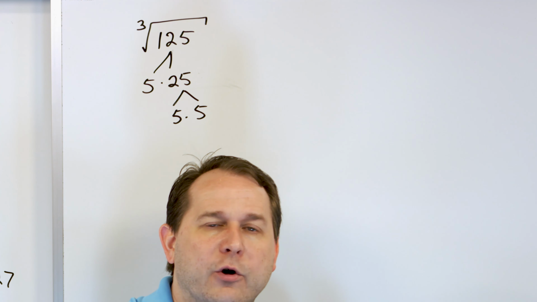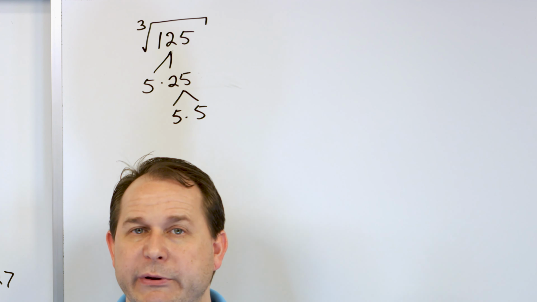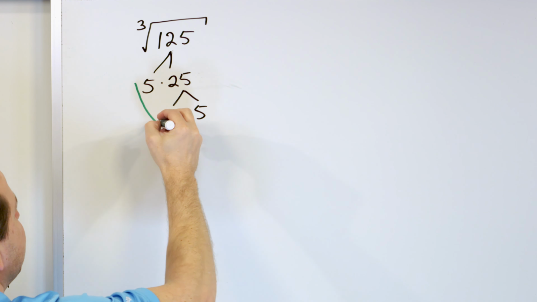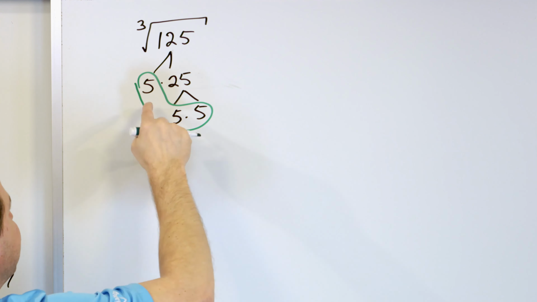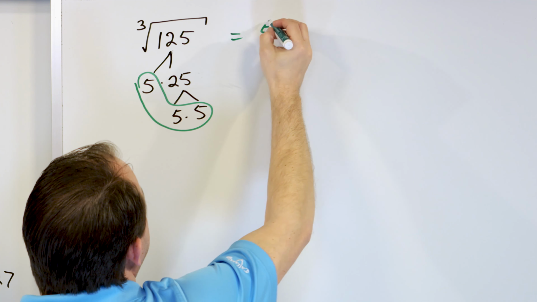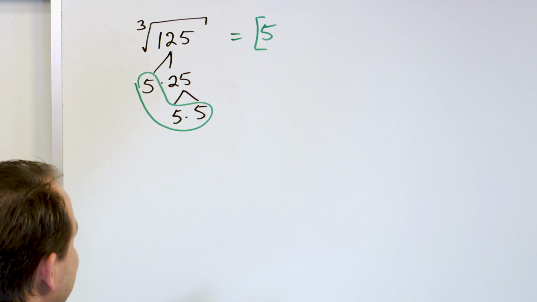When we saw a pair, we pulled it out as part of the answer, but we only counted it one time. With cube roots, you're not looking for pairs. You're looking for triplets. You have to find a triplet. When you find a triplet, you pull it out only one time. So the answer is 5. And that's the answer.